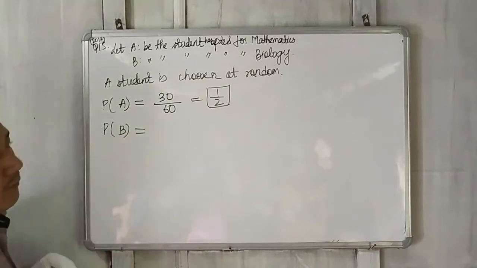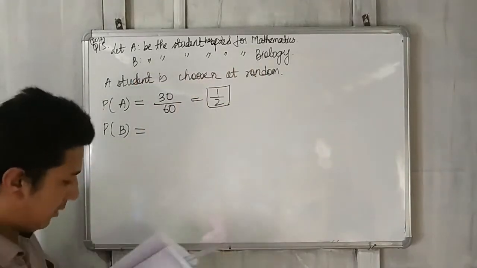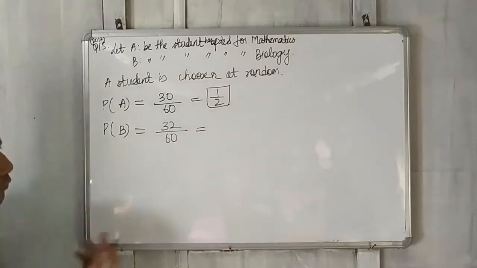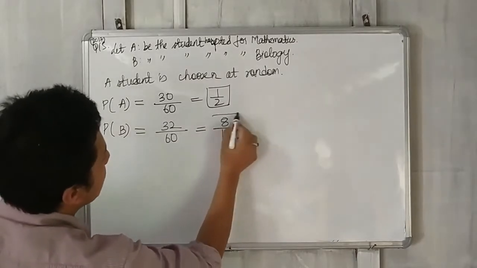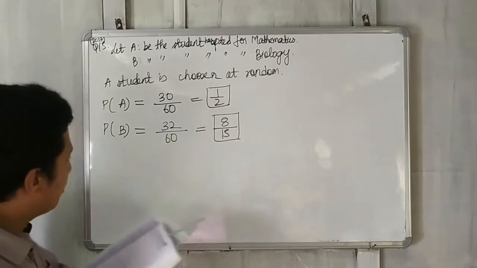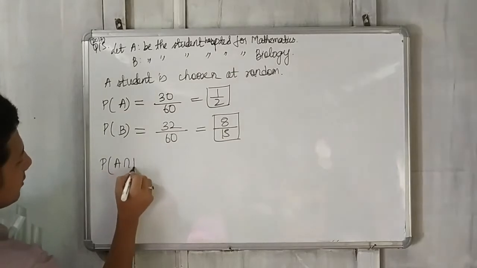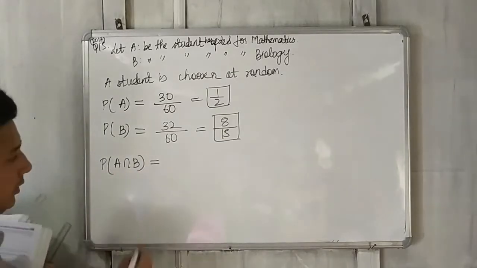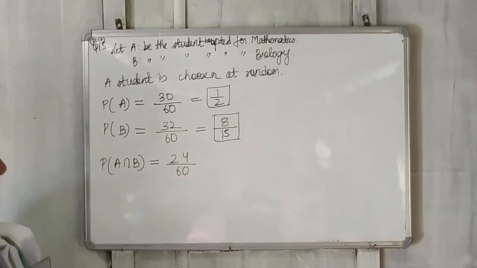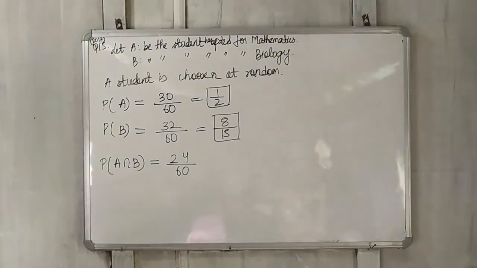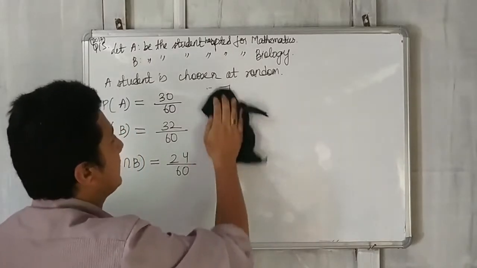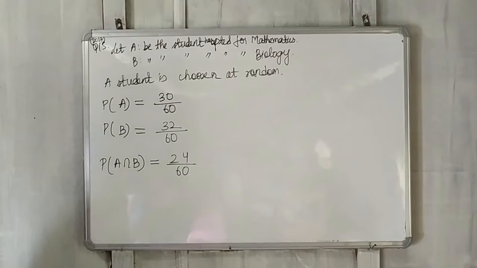The probability that the chosen student has taken biology, how many of them are there? 32. So 32 by 60. Both: the probability that the student has chosen maths as well as biology is 24 by 60. If I want, I can keep the denominator as 60 for all of them, because when I do the calculation, it will be very easy for me to take the LCM. So for the time being, I am not simplifying this.